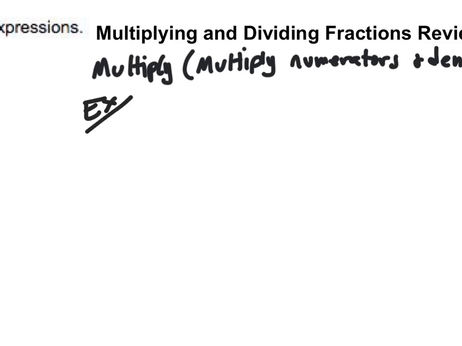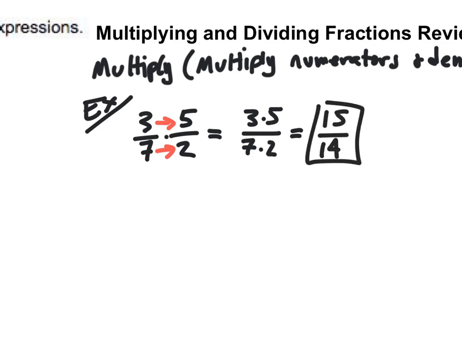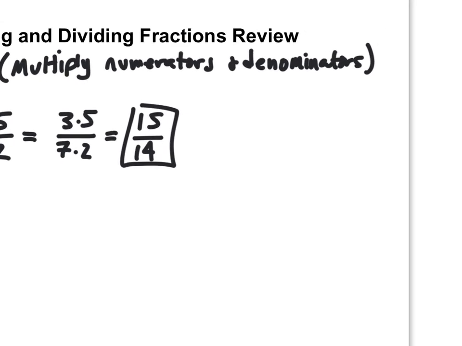Let's look at an example real quick. If I had the fraction, I'll just make something up like 3/7, and we multiply that by, say, 5/2, then I would multiply across my numerator and denominator. I would get one fraction, 3 times 5 over 7 times 2, which would give me 15 over 14, and that would be the result.